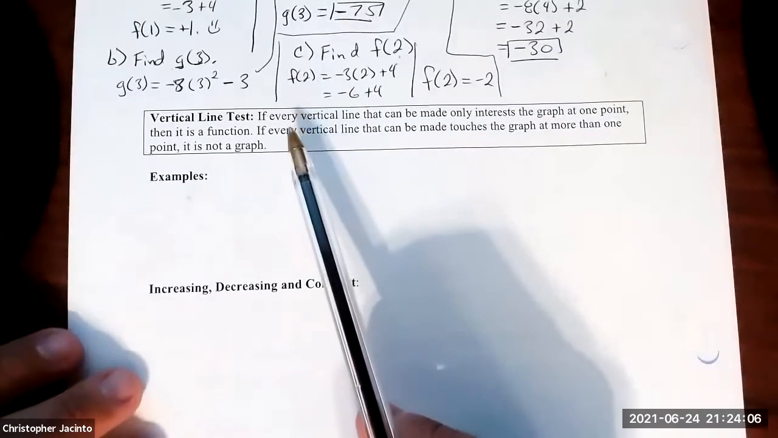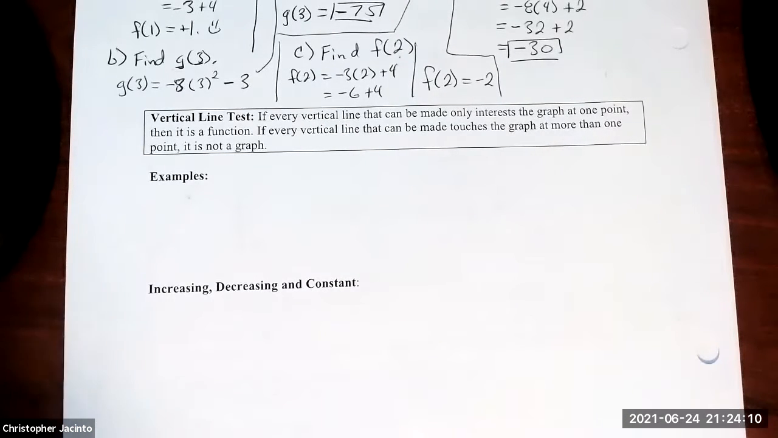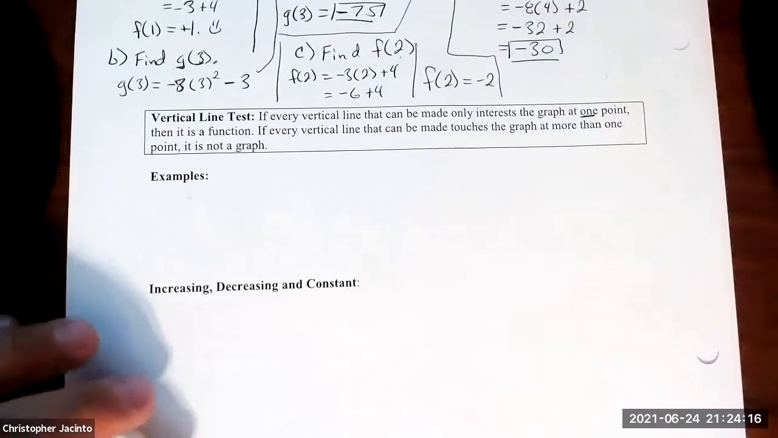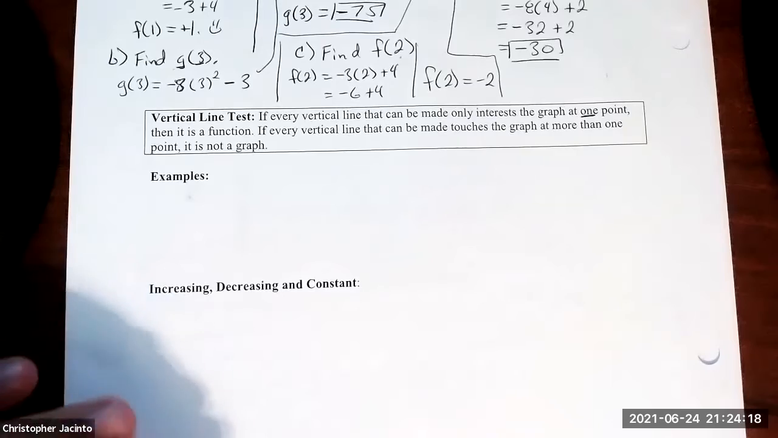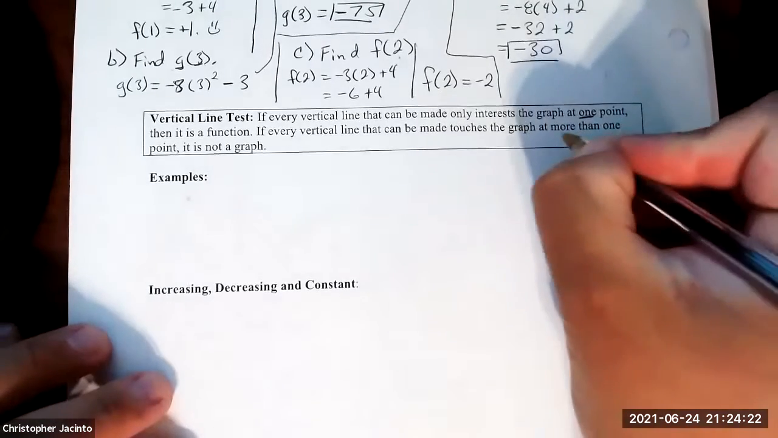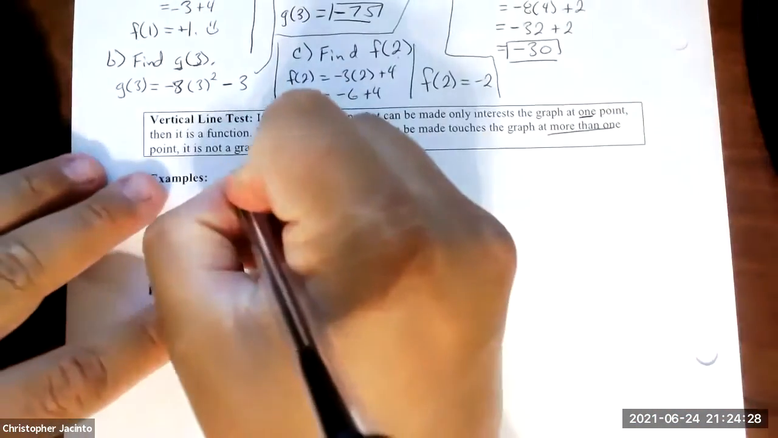So the vertical line test says if every vertical line that can be made only intersects the graph at precisely one point, then it's a function. However, if any vertical line touches the graph at more than one point, it is not the graph of a function. Okay? And these are pretty straightforward.